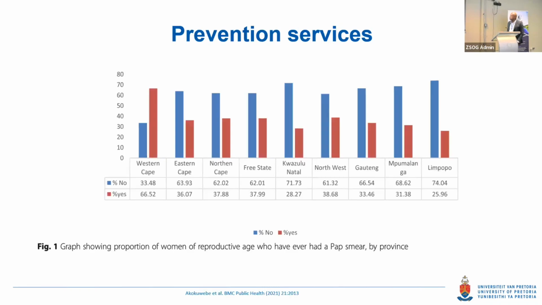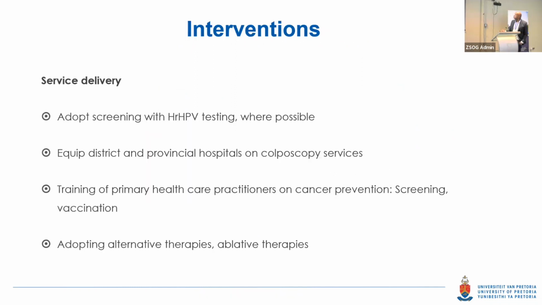The other problem, if you look at the graph, this is just trying to show you how ineffective this screening program is, because less than 40% of our women are participating in the screening program. What interventions did we come up with on the service delivery side?